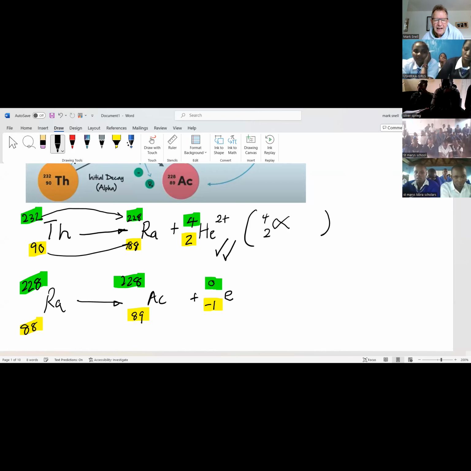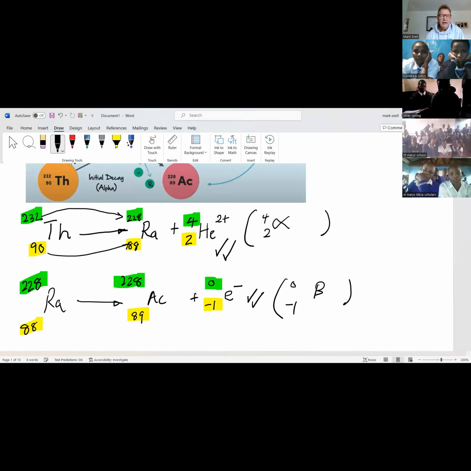Now, the electron has a 1 negative charge, which you have to remember. You could write 0 minus 1 beta, and you don't need the charge, but it's better to write this, okay? So again, all we're doing is we're looking, okay, 228 turns into 228. Oh, so that's got to be 0. 88 goes to 89. It's gone up 1, so this has to add to this to make 88. So it's 88 equals 89 plus negative 1. Okay, I hope that makes sense.